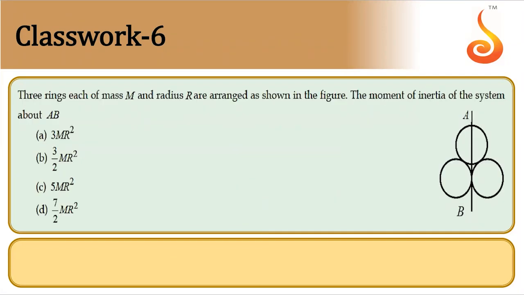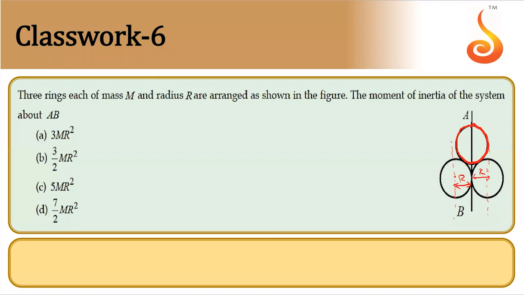3 rings, each of mass m and radius r, are arranged as shown in the figure. The moment of inertia of the system about AB, you have to calculate. See, for this ring, it is along the diameter. So for this ring, it is along the tangential axis. For this ring also, it is along the tangential axis. So each is of radius r. So this is r. This is also r.